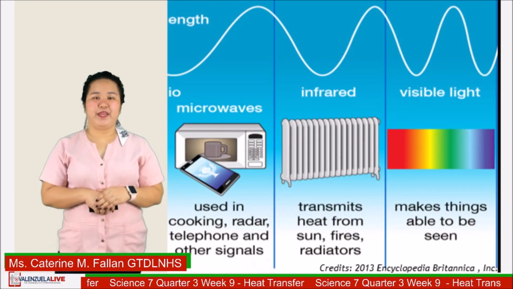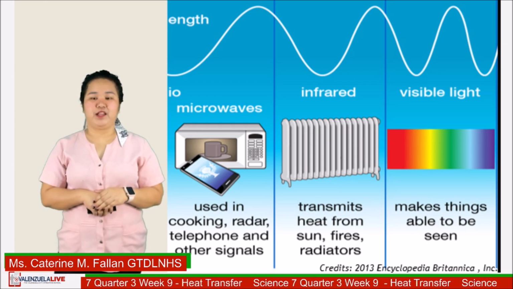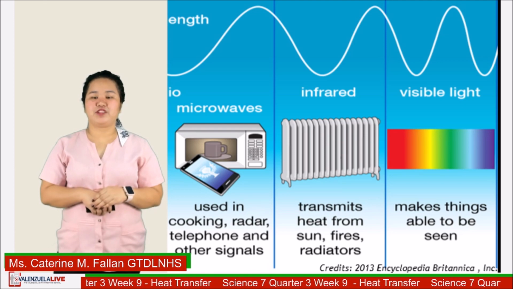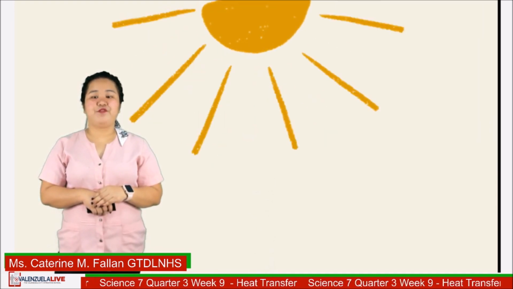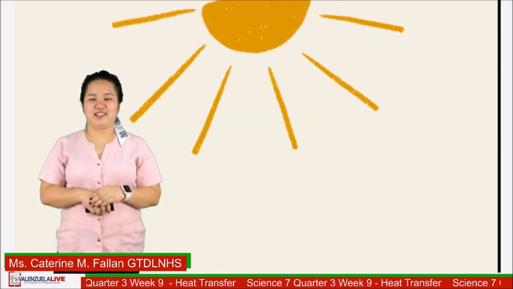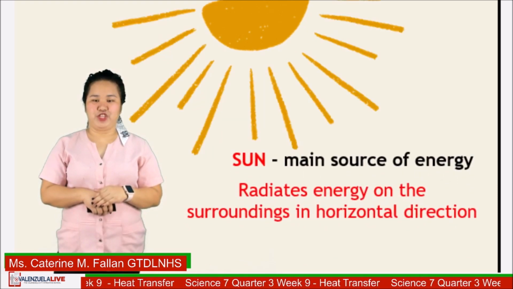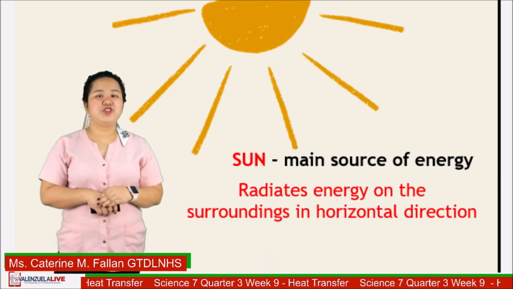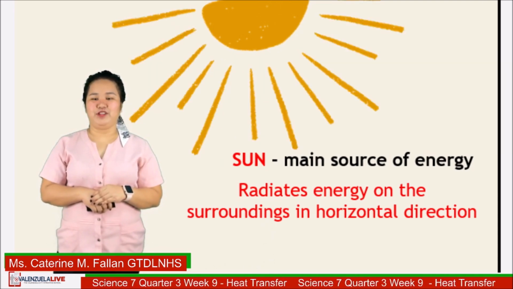Radiation also happens when microwaves, infrared radiation, visible light, or other forms of electromagnetic radiation are emitted or absorbed. The most common example of radiation is felt every day, and that is the heat coming from sunlight. The sun is our main source of energy. Much of the energy you receive from the sun travels by radiation.